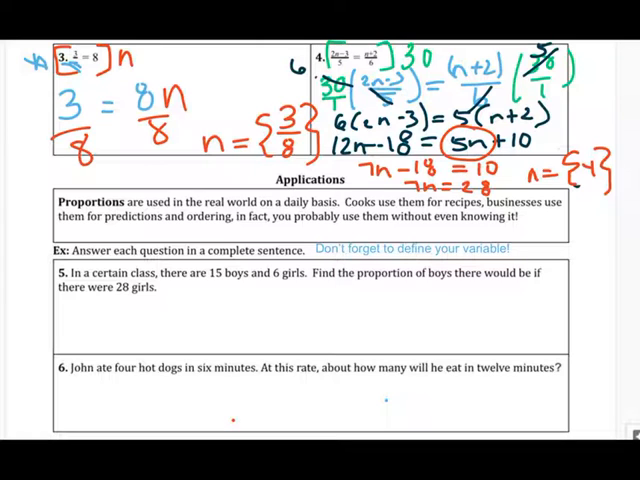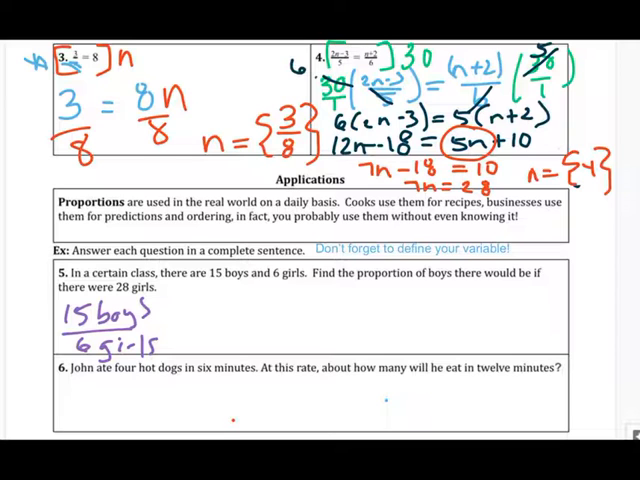Number 5, in a certain class, there are 15 boys and 6 girls. Before I even keep reading, I have already been given a ratio. I have been given the ratio 15 boys to 6 girls. And I could have written that as 6 girls to 15 boys, but I'm going to write it in the order that it's given to me in the problem. So sentence 1, we've done everything that we need to with that sentence.